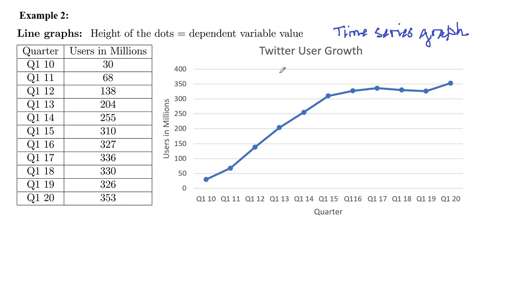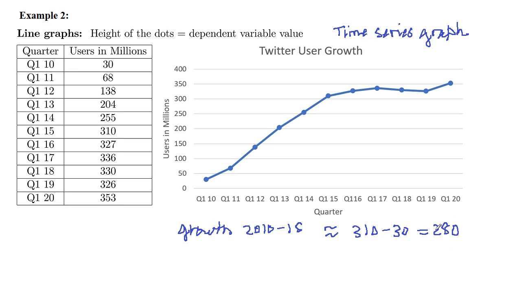So we could ask questions like, well, how much did user growth increase from 2010 to 2015? If you were not given the actual data here, you could estimate approximately 30 million here, and in 2015, maybe 310 million. And so you could say growth from 2010 to 15 is approximately 310 minus 30, which is 280 million users.